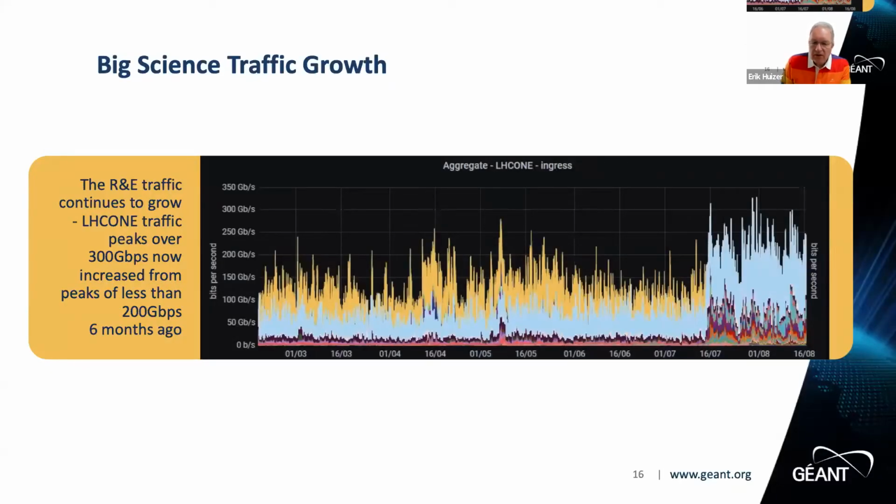And you can also see this graph was from last year. This is the LHC1 ingress again, and you can see that while at the start of the year it was around 100 to 150, by the end of the year we were reaching towards the 300. So it almost doubled in a year there.